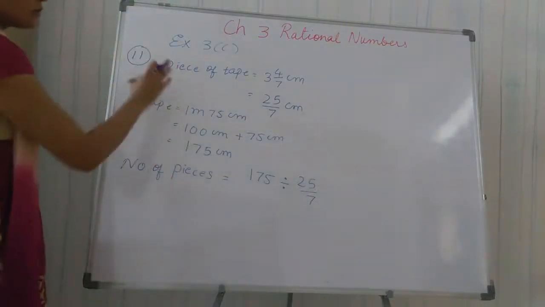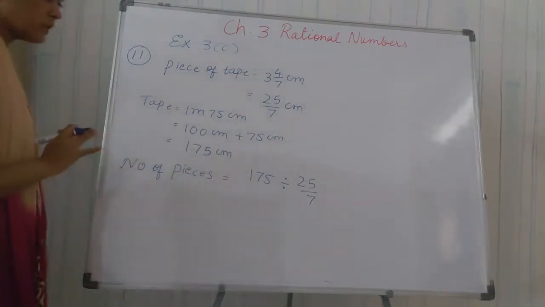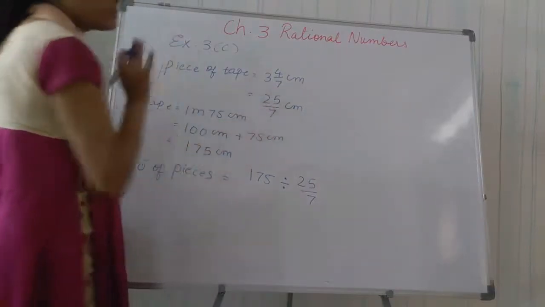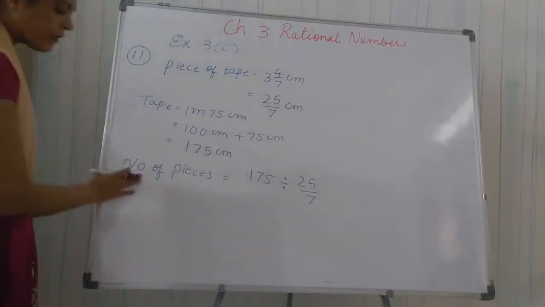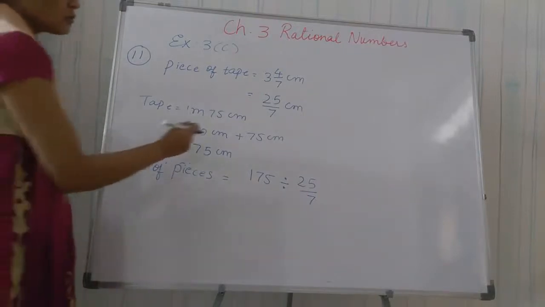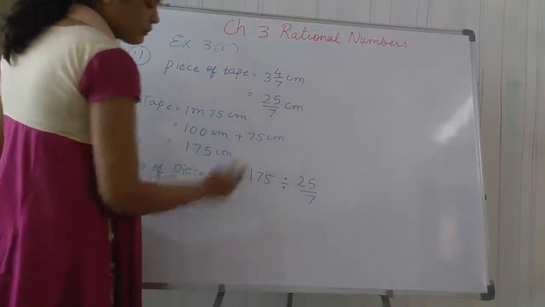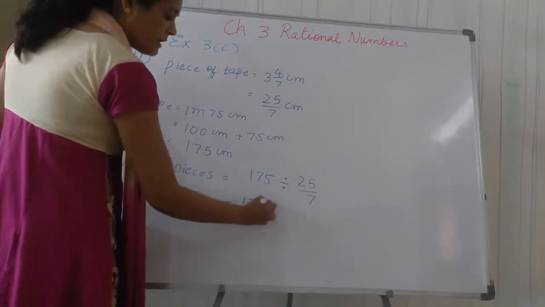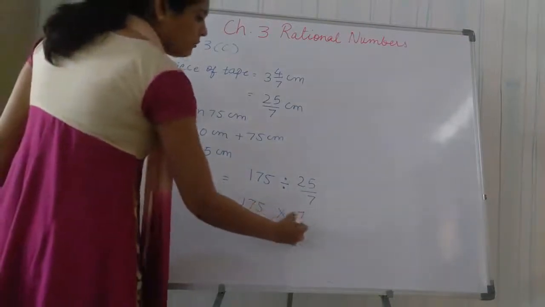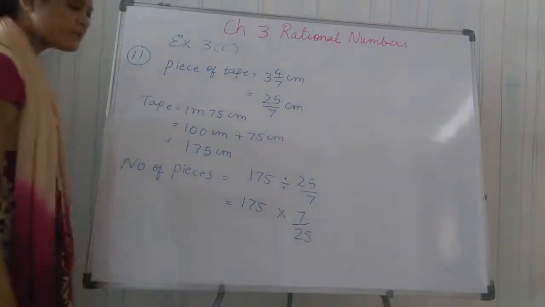See again, this is a long tape given to us which is of length 175 centimeter, जिसमें से हम छोटे छोटे पीसेस काट रहे हैं जो है 25 by 7 सेंटीमीटर लेंथ के. तो हमें फाइंड करना है कितने पीसेस बनेंगे. It means number of pieces we want to find out. So from the total size of the tape, I am dividing the piece of the tape. So here 175 as it is. Division sign will change to multiplication and then we take the reciprocal. 25 by 7's reciprocal is 7 by 25.